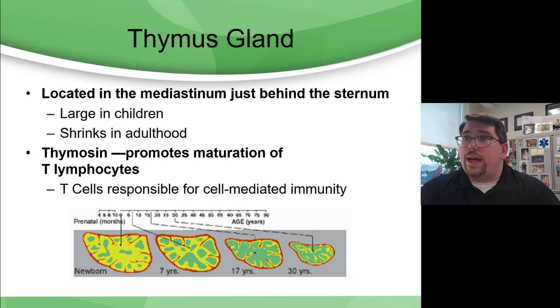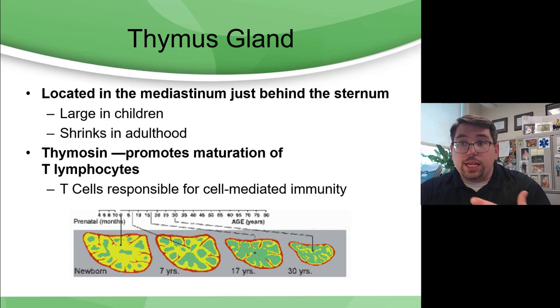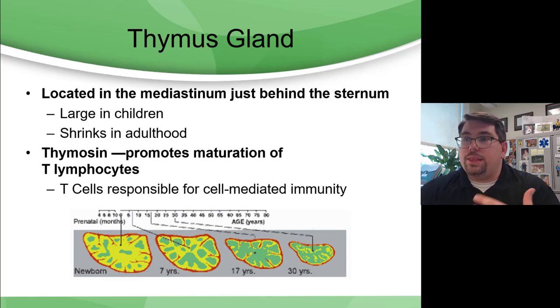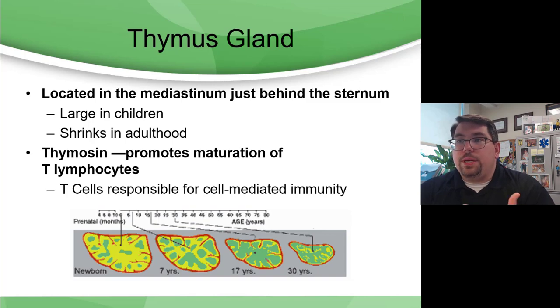Now, another one we look at is the thymus gland. The thymus is really interesting because it's located in the mediastinum, just behind the sternum, but it's one of these tissues that actually shrinks as you get older. So if you look at the image on the slide, you're going to see that the thymus gland is very large in a newborn, and as you progress in age, it actually begins to shrink, right? So it's larger in children, and it shrinks as you grow into adulthood. Thymosin is one of the components that are released. It promotes the growth and maturing of the T lymphocytes, or the T cells, that are responsible for cell-mediated immunity. And we'll talk about that later on when we get into allergic reaction and immunology.